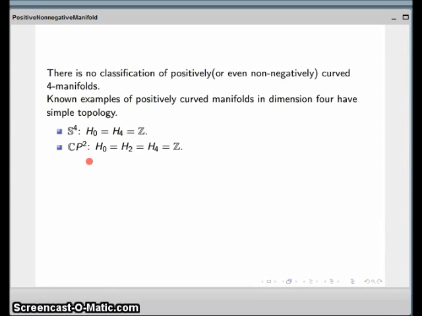Another example is given by CP2. This is another example in 4 dimensions, called the complex projective space. For the complex projective space, this one has a very natural metric.